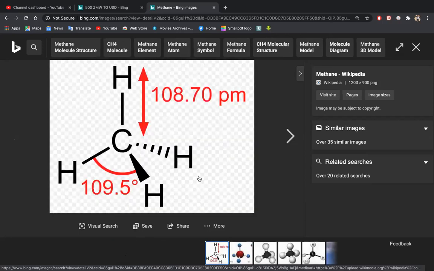Can you see this one? This methane molecule. Can you see it?